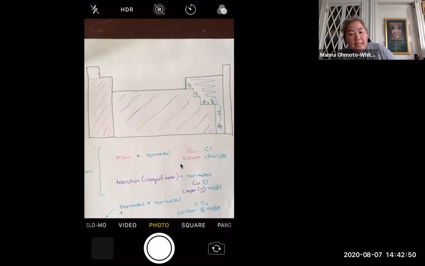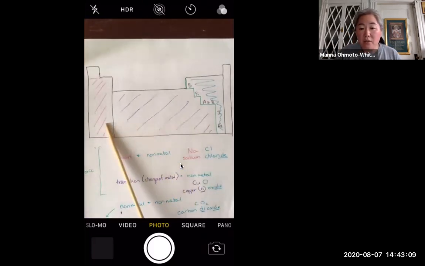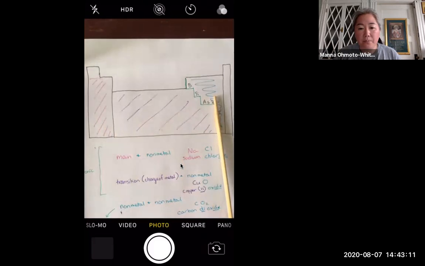The most important thing in naming is to first look at what we call binary compounds. Binary compounds have two different elements in them. They will have two different capital letters, and that will tell you that it has two different elements. And the way that they combine is it can either be a metal with a nonmetal or two nonmetals.